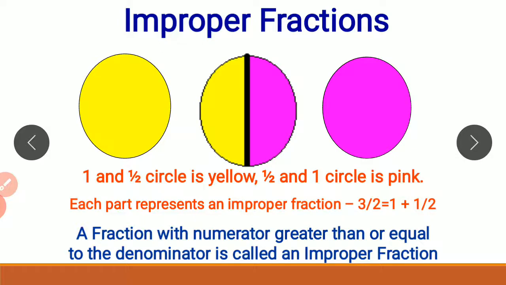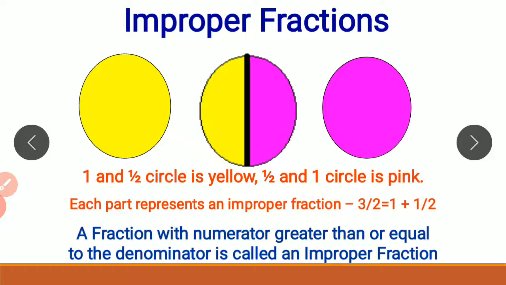A fraction with the numerator greater than or equal to the denominator is called an improper fraction. If a fraction has the numerator equal to the denominator, or the numerator greater than the denominator, both types of fractions are called improper fractions.